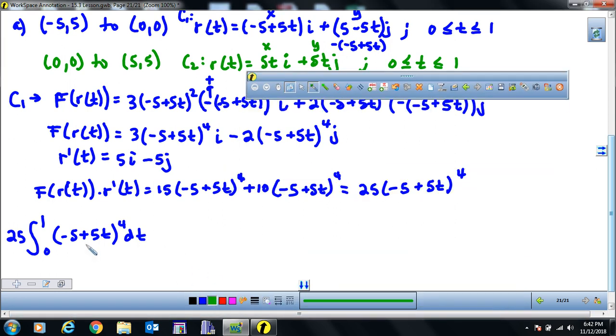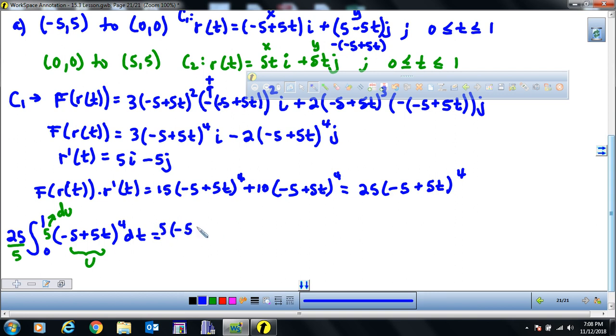This one, you're going to do a u substitution. This is like u to the power of n. But the derivative of this is going to be a 5, so I need to put a 5 here, and that's your du, right? But I need to do a 1/5, or divide by 5, on the outside. So then this is u to the power of 4 du, which the integral gives me, I forgot the 25 on the outside, 25 divided by 5, which is 5, times (-5 + 5t)^5 divided by 5 from 0 to 1. See what happens?